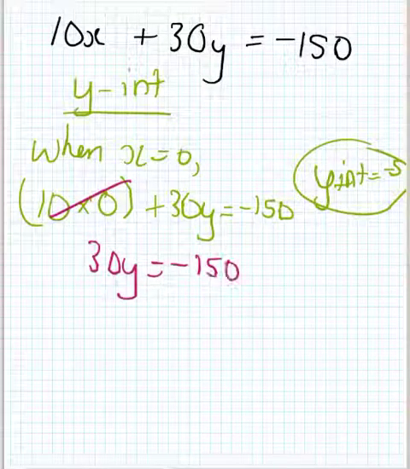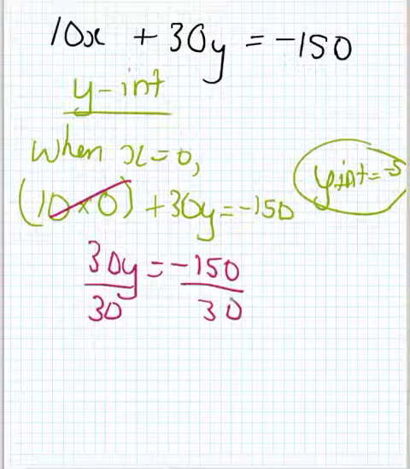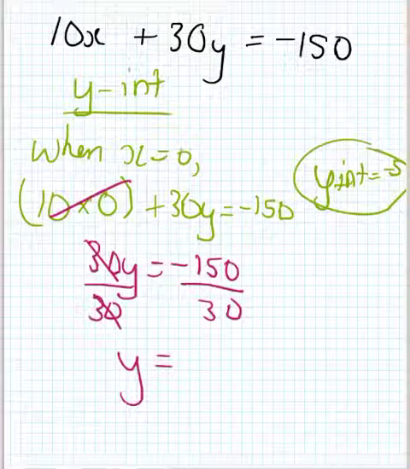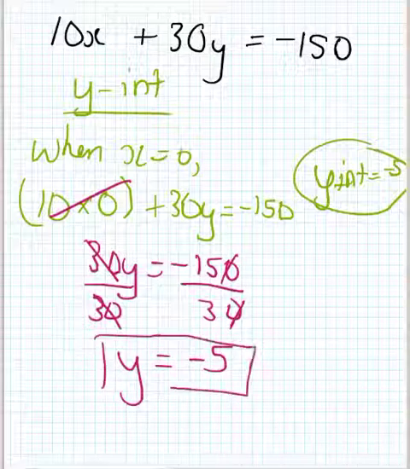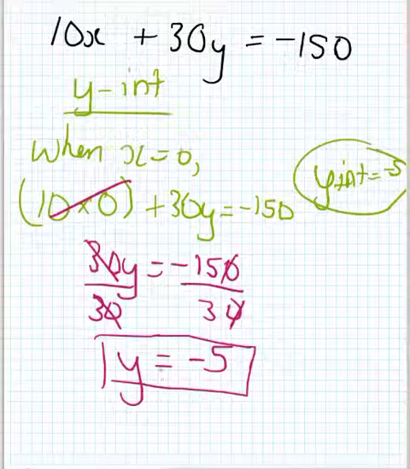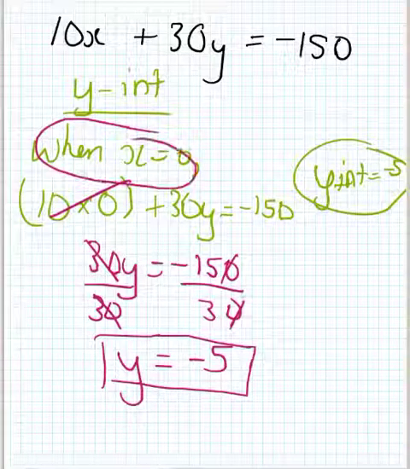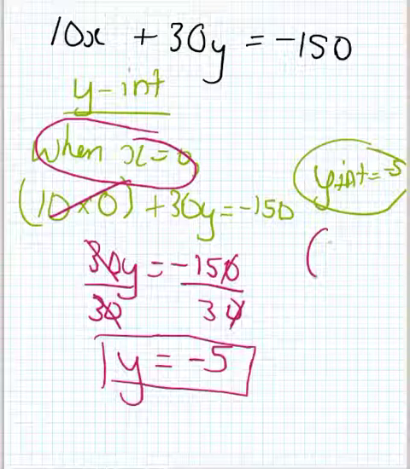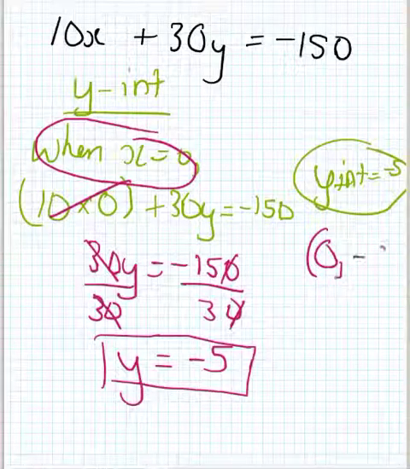Our last step is to divide by 30. Divide by 30 cancels out. So y equals negative 150 divided by 30. We know that's 15 divided by 3, so negative 5. You can see how, if you didn't rearrange it, you still get the same y-intercept when x is equal to 0. So that's our first point we have found. When x is 0, y is negative 5, and we know how to plot that point. Now let's find our x-intercept.